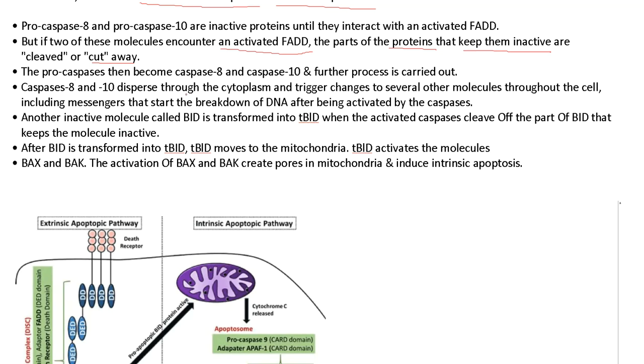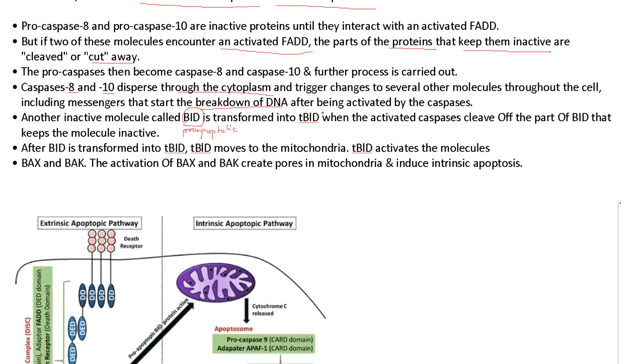Okay, so these active caspases 8 or 10, once they are active, disperse to the cytoplasm and trigger several changes throughout the cell, say for example, breaking down of the DNA. So another inactive molecule is called BID. BID is what? Pro-apoptotic.